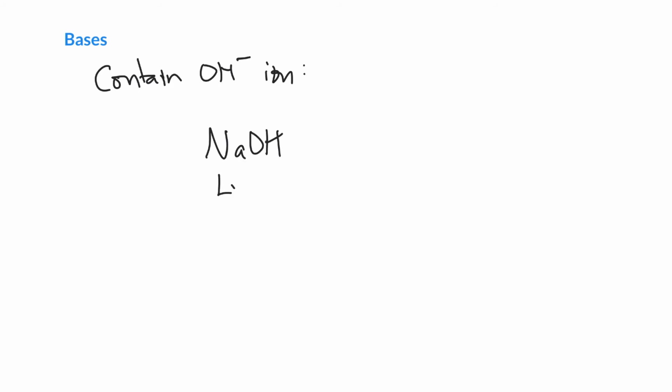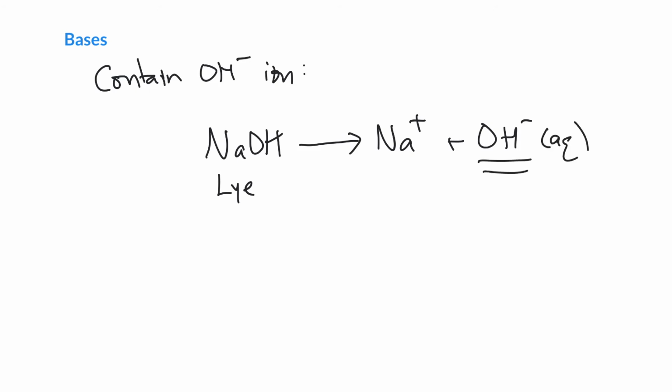So bases are our yang to our acids that are our yin. So bases are the opposite of acids, and they typically contain the OH minus ion. And so, for instance, something like sodium hydroxide, which is commonly known as lye, when it dissolves in water, it breaks down and it makes the sodium ion, which we're not very interested in, but the hydroxide ion is what makes it a base. That makes it an Arrhenius base.